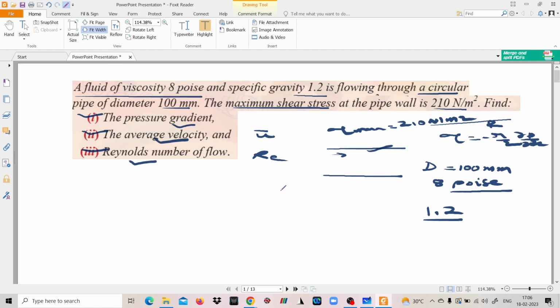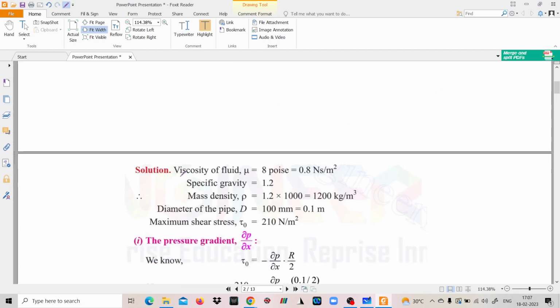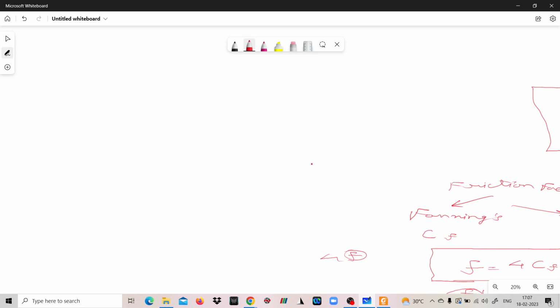Okay, any answers? Let us look at the solution. It is given that the viscosity of the fluid is 8 poise. Now if you remember, there are two ways of expressing viscosity. One is dynamic viscosity mu. The other one is kinematic viscosity nu, which is equal to dynamic viscosity divided by the mass density rho.